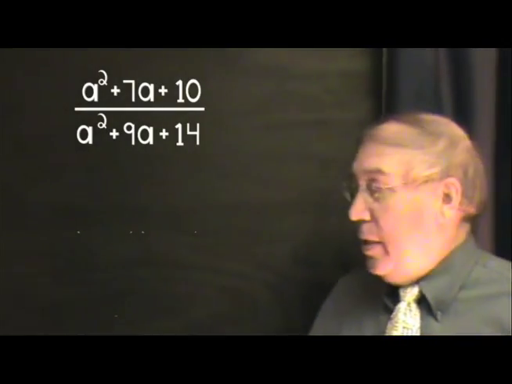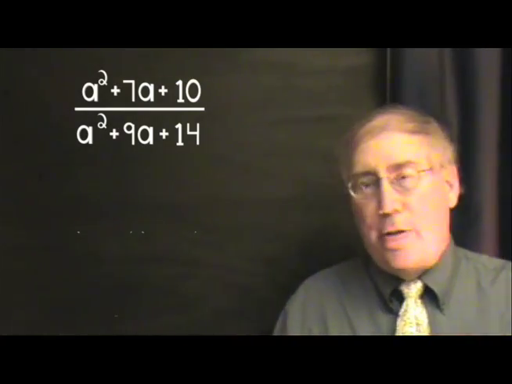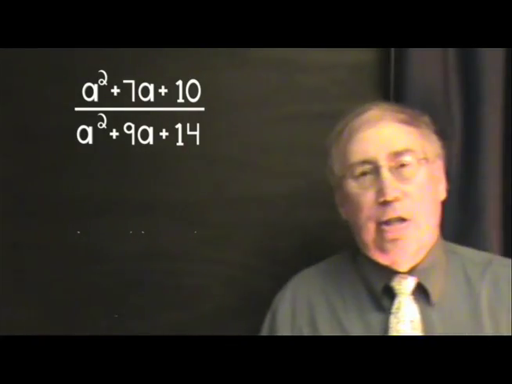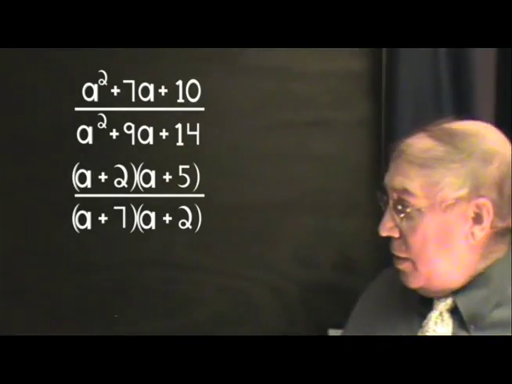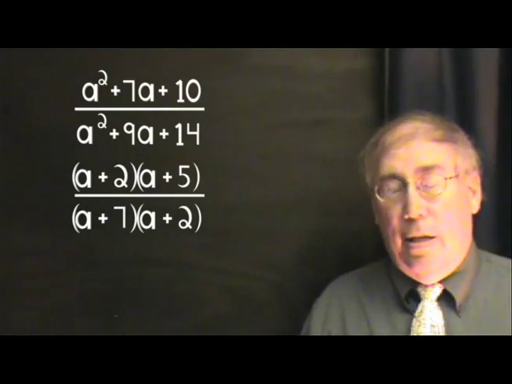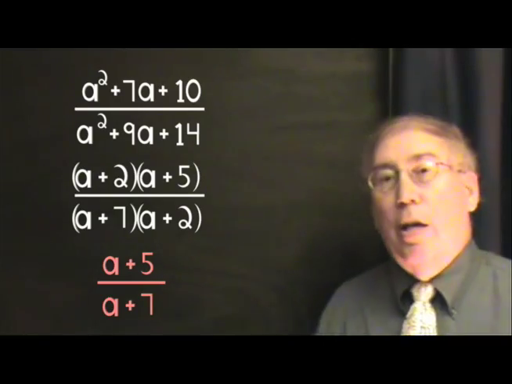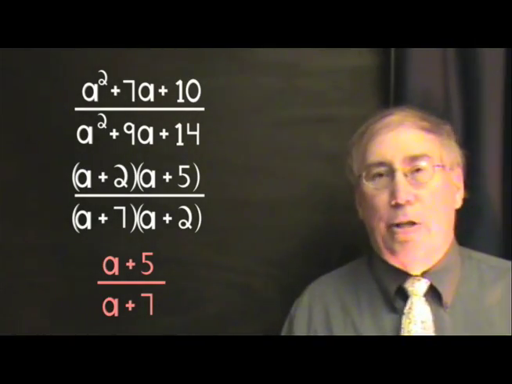The next problem here, it looks like it factors into 2 binomials in the numerator and 2 binomials in the denominator. And let's just see if we can do any canceling here. And sure enough, we can. Look at, there's a plus 2 in the numerator and a plus 2 in the denominator. Cancel those out, and we'll get a plus 5 over a plus 7.